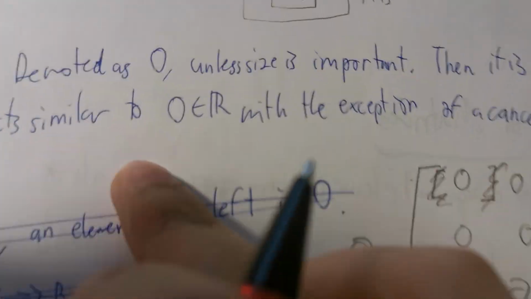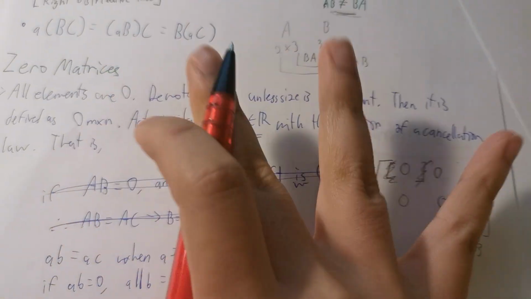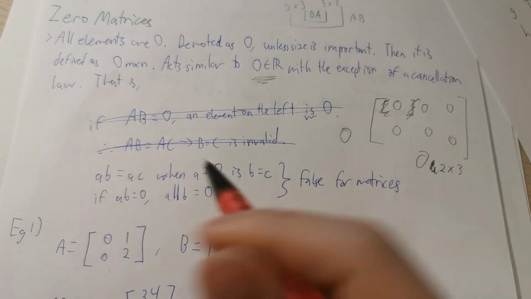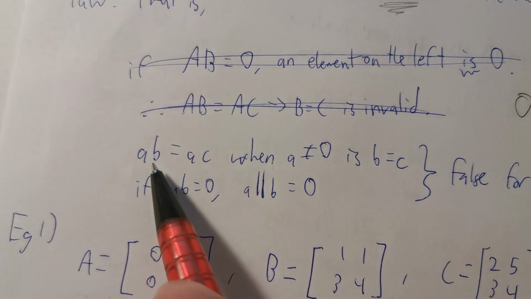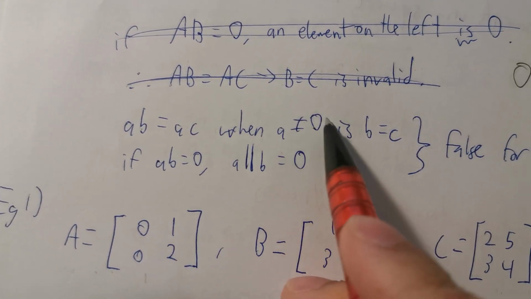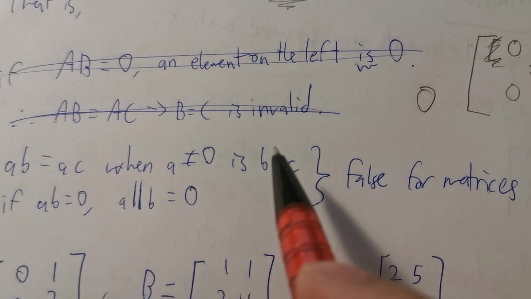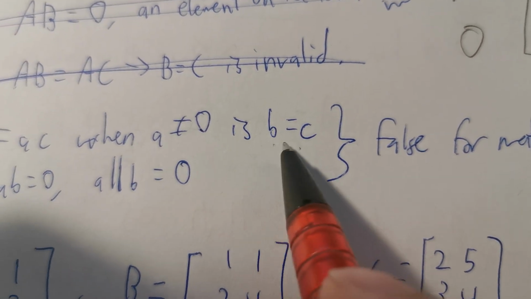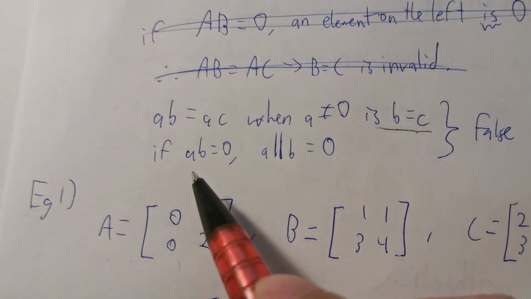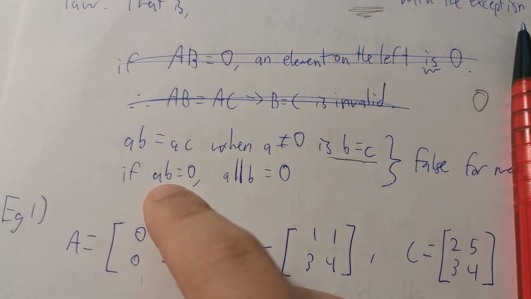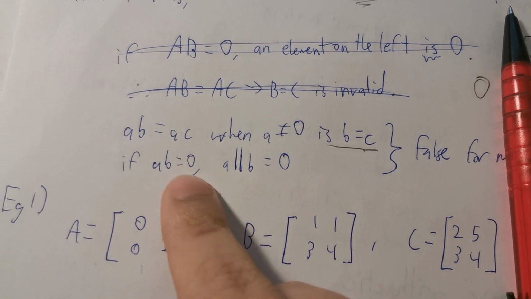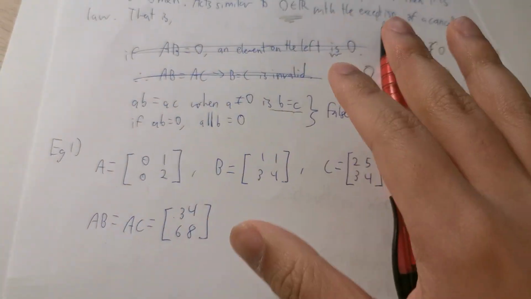Now this acts similar to the scalar 0 that we're used to in real numbers, but it's not exactly the same, because there's something you can do with real numbers that doesn't really work with matrices. For example, in real numbers, if you have AB equals AC, you can cancel out when A isn't 0 and get B equals C. That doesn't work in matrices. Same thing here. If AB equals 0, then in real numbers either A has to be 0 or B has to be 0. That's not true with matrices.